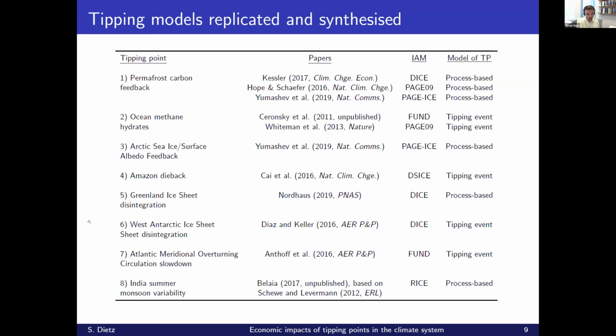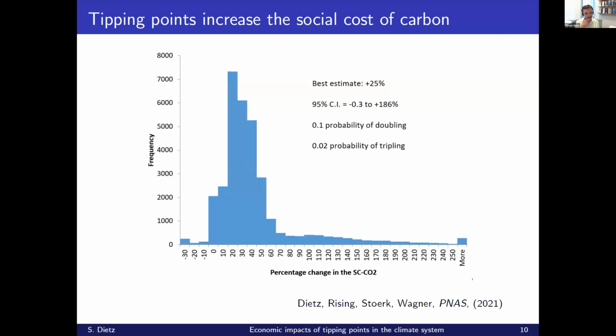So what were the results of trying to synthesize these different tipping points in one model, in one study? Unsurprisingly, incorporating climate tipping points increases the economic impacts of climate change. So the metric here is the percentage change in the social cost of carbon. The social cost of carbon is an important metric in climate economics. It measures the present value of the damages caused by an additional 1 ton of CO2, and it's important in various policy processes. So the metric here is the percentage change in that. So how much higher is the social cost of carbon once tipping points are factored in?